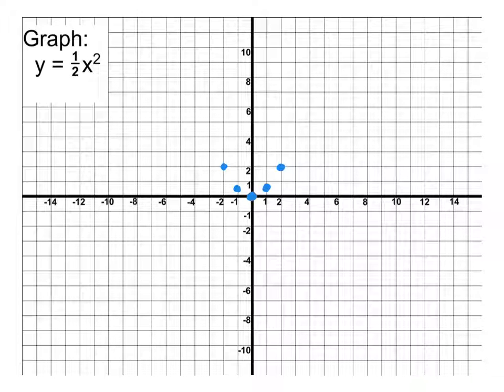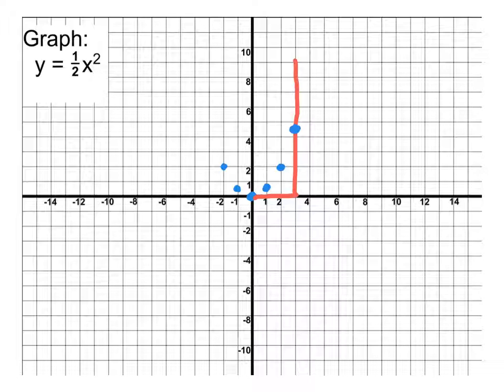All right, next point. If I go over 3, I normally go up 9. I drew that in the wrong spot. There we go. So in this case, I'm still going to go over 3, but instead of going up 9, I'm going to go up how far? 4.5. Yep, because 9 times a half gives me 4.5 right there.